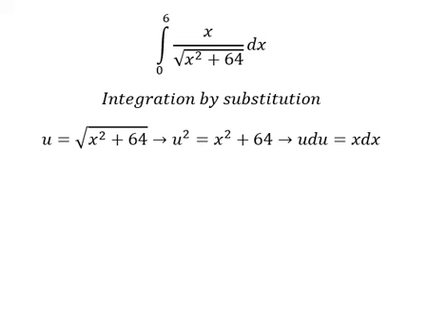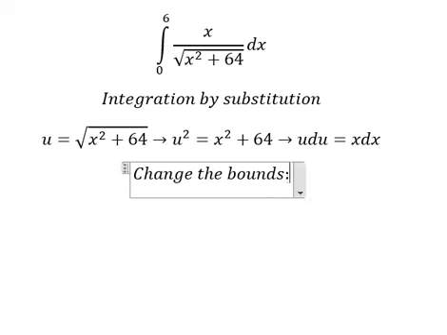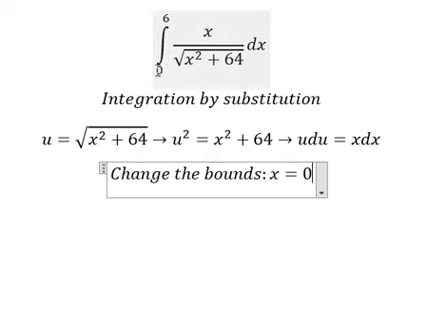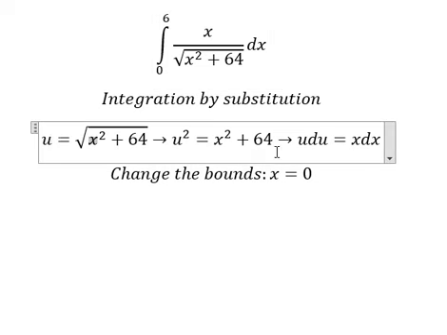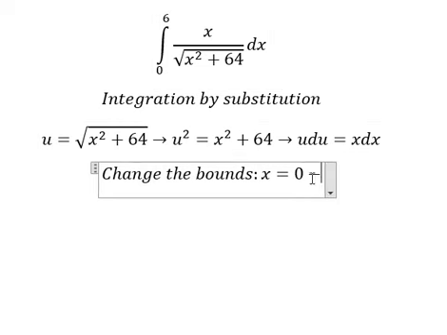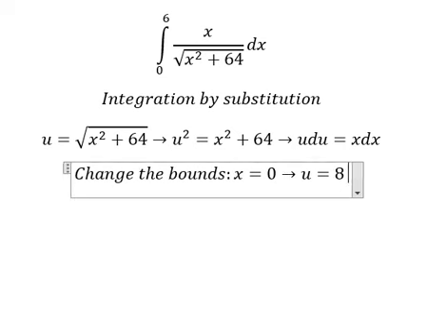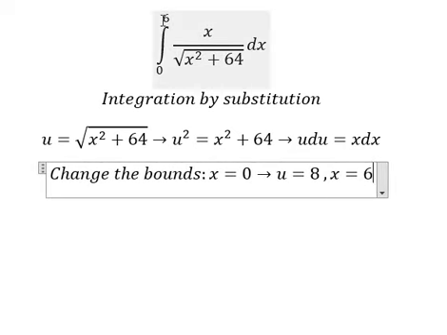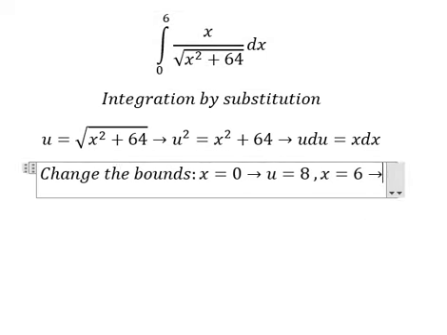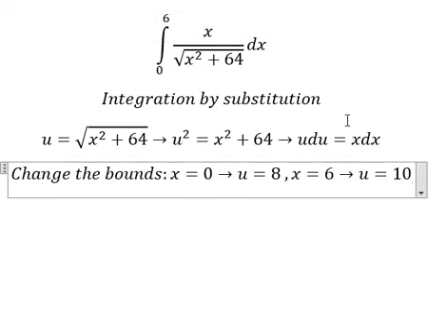Next, we need to change the bounds. When s equals 0, from here, I will put 0 here, and we can find the value of u, which is 8. When s equals 6, I will put 6 here, and we have u equals 10.